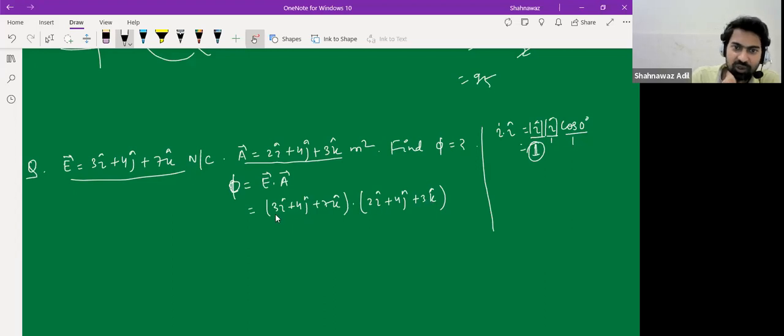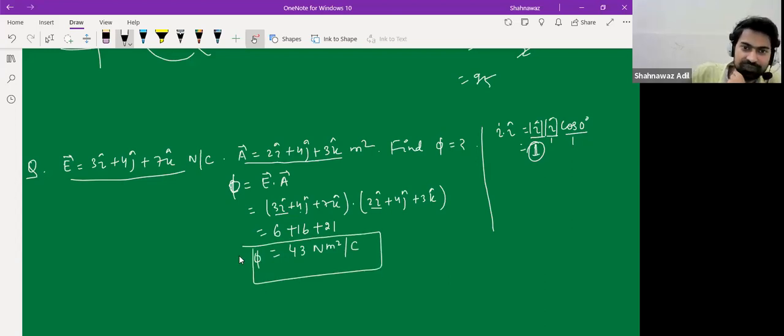So only 3i and 2i will survive. So this is 6, plus 4 into 4, 16, and 7 into 3, so 21. So this is 22 and 21, 43. And the unit is Newton meter square per coulomb. Right, guys? So this would be the answer.